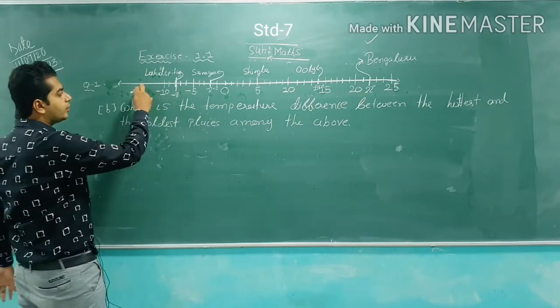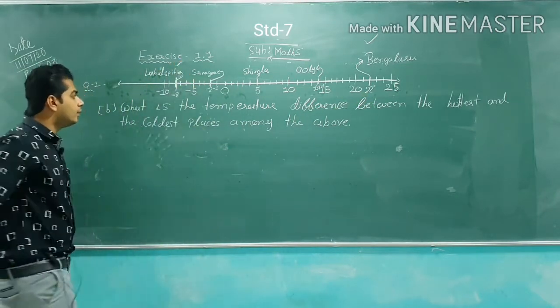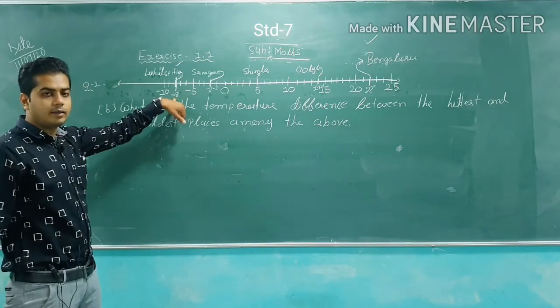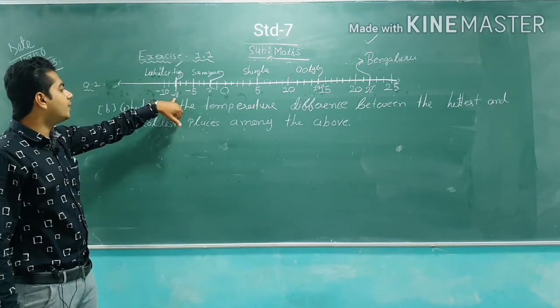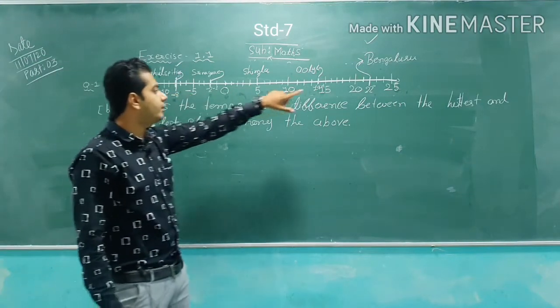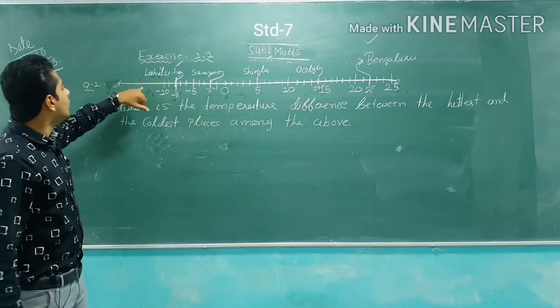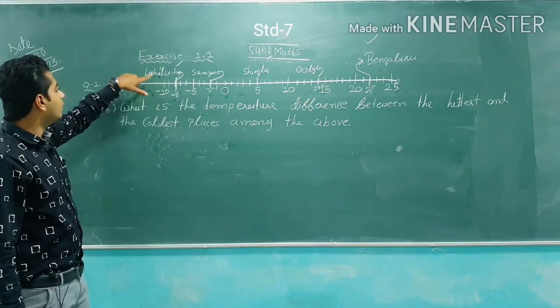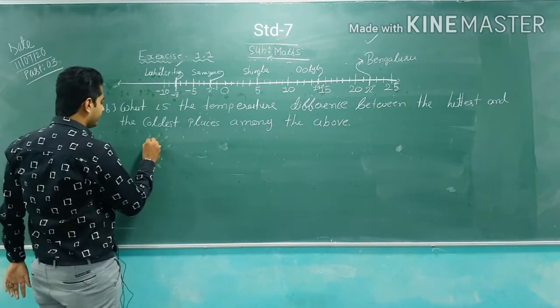And what is the coldest place here? Lahaul Spiti. Why? Because it has the lowest temperature, minus 8 degrees Celsius. So where is the hottest place? Bengaluru. And what is the coldest place? Lahaul Spiti. So let's write first.